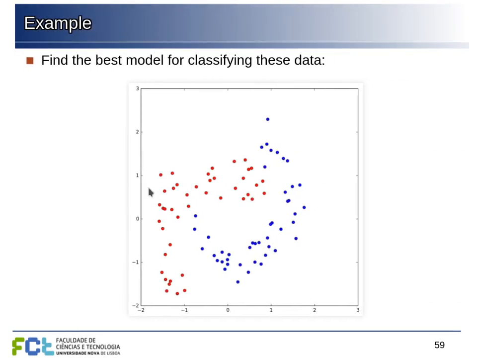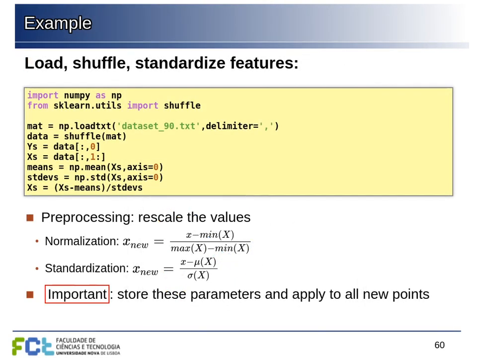So let's see an example. We want to find the best model for classifying these data here. And we're going to start by loading the data. We can use this load.txt function from NumPy. This just loads everything into a NumPy array. And we are going to do some pre-processing. Now, there are two steps here that are important.